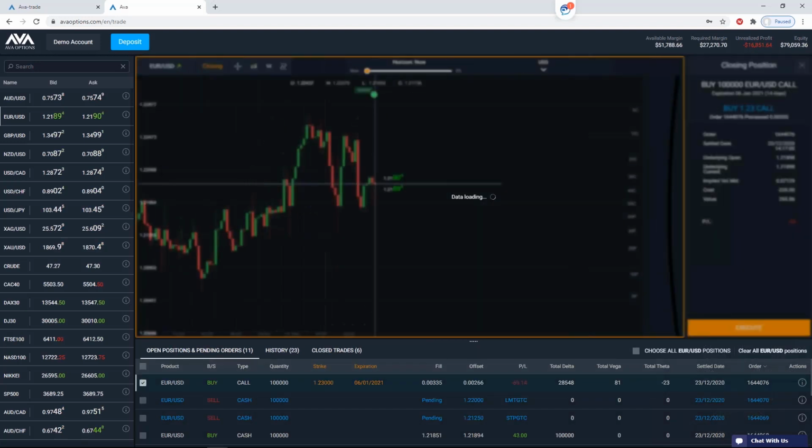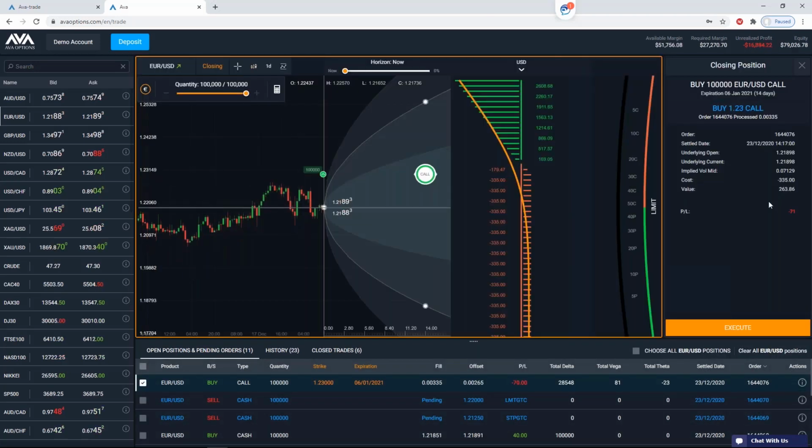If I click here under I can see all the details of the trade, such as when did I execute it, when is it expiring, etc. And I can see it on a P&L chart as if I want to close it or modify it by adding a take profit or a stop loss.